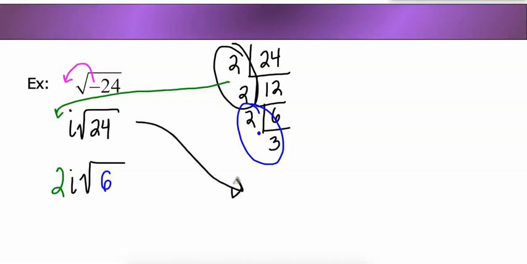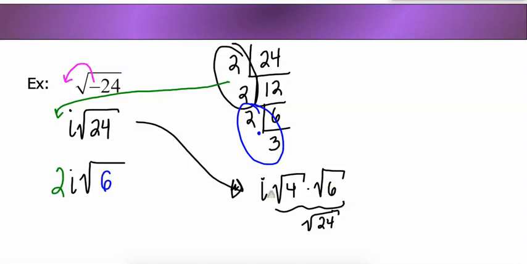Now again, let me show you why this works. i times the square root of 4 times the square root of 6. The square root of 4 times the square root of 6 is the same thing as the square root of 24. But if we break it up this way, we have a 2. So this right here is a 2. 2 times i times the square root of 6, which is what we have right here.